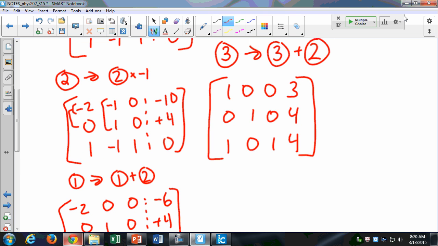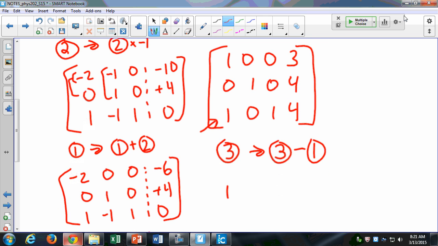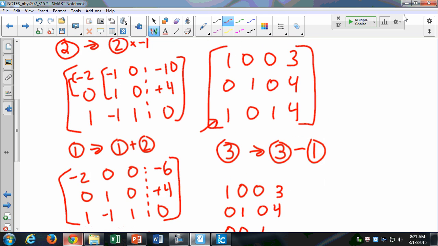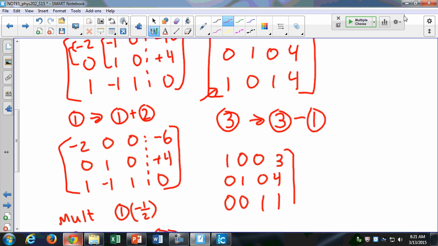I'm almost there. I just have to get rid of this one in this column to make an identity matrix. And that's right, I'm going to replace row 3 with row 3 minus row 1. And that'll give me my identity matrix. 1, 0, 0, 3, 0, 1, 0, 4, 0, 0, 1, 4 minus 3, which is 1. That's my identity matrix, and that gives me I1, I2, and I3, which we've already found.